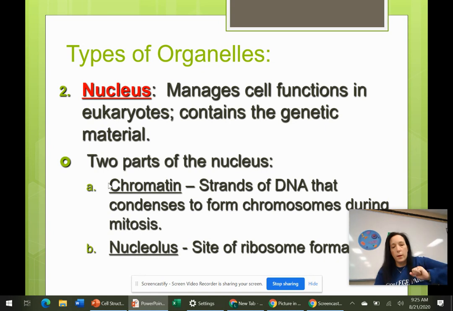Again, we'll talk about that later. And then there's the nucleus. It's the site of ribosome formation.